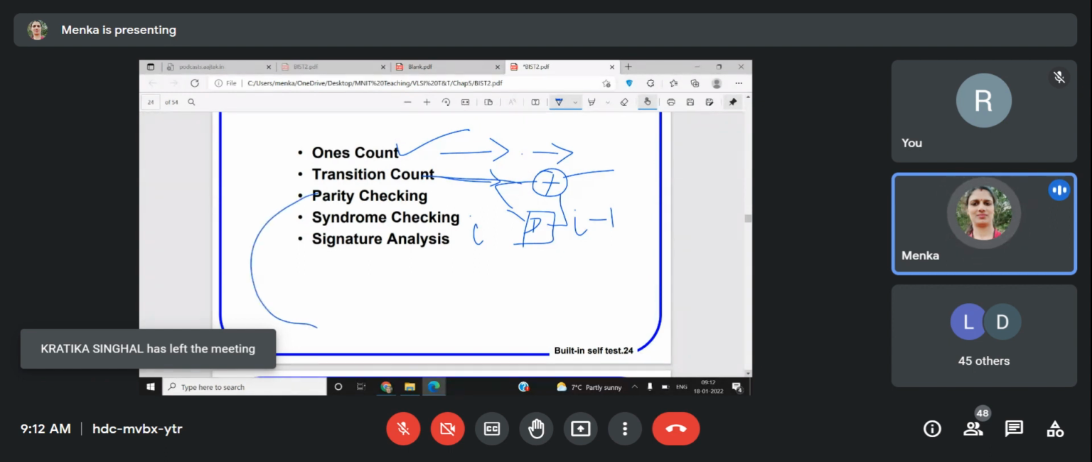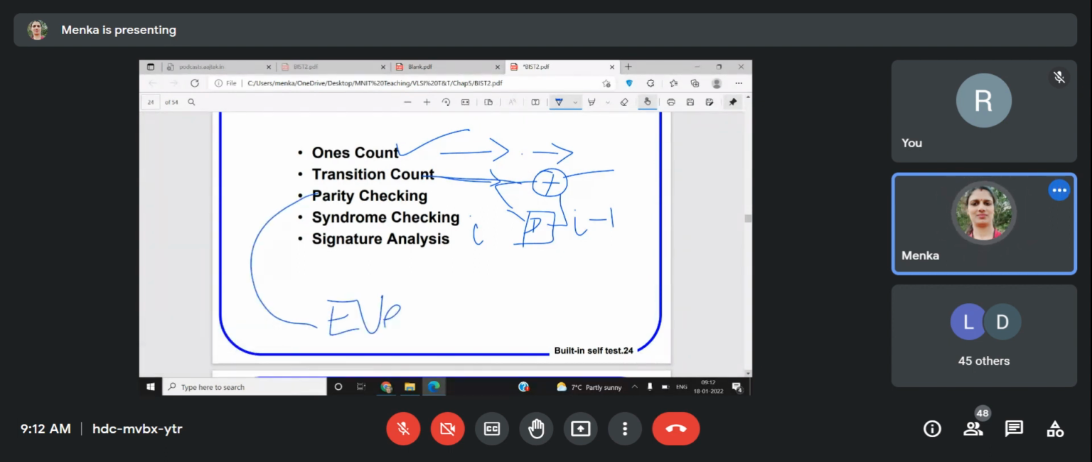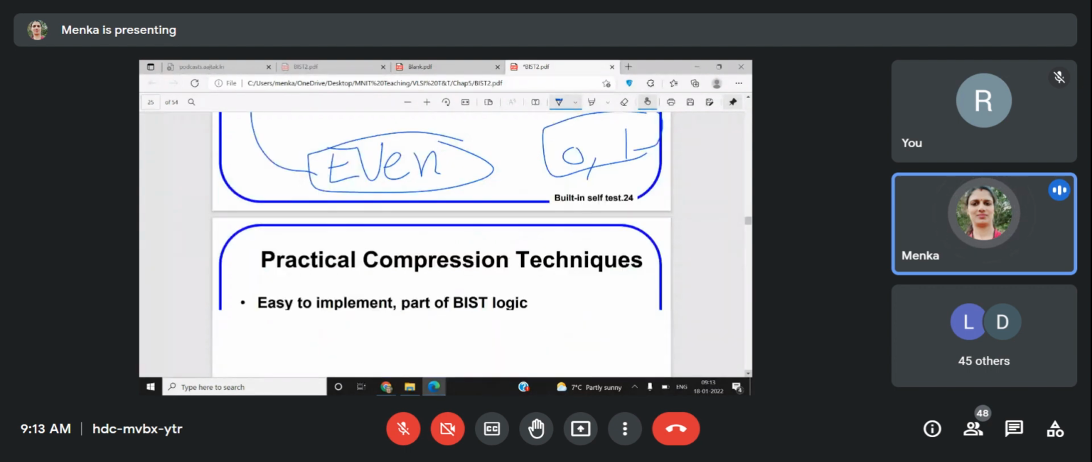Parity check. Parity means even parity or odd parity. So it is going to give one number. Even parity means 0, odd parity means 1. So depending on that number, you can check whether the parity was same or not. So in this fashion, you can find out your errors, your faults. Now next two are remaining: syndrome checking and signature analysis.